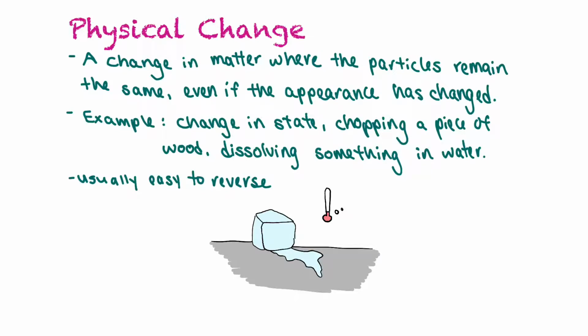These changes usually are easy to reverse, so we can go backwards and get the original substance. Some of them aren't as easy. You can't unchop a piece of wood, but you still have wood particles, so it hasn't changed chemically. It's still just a physical change.